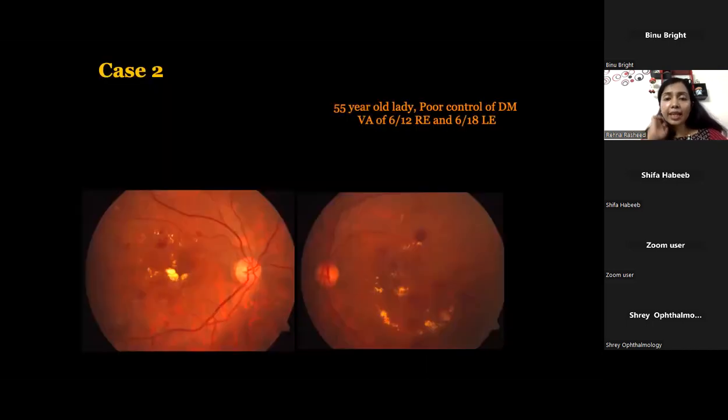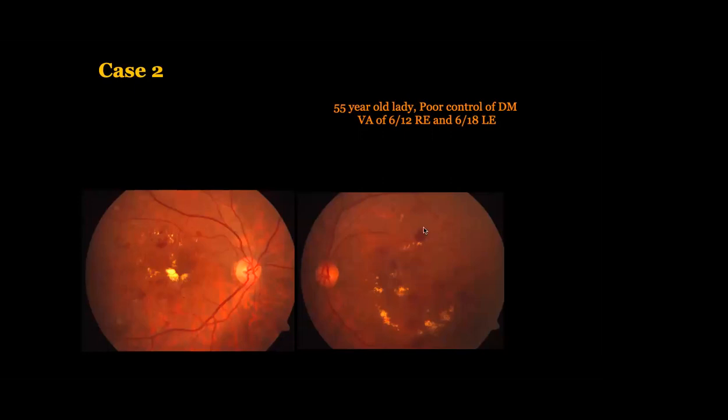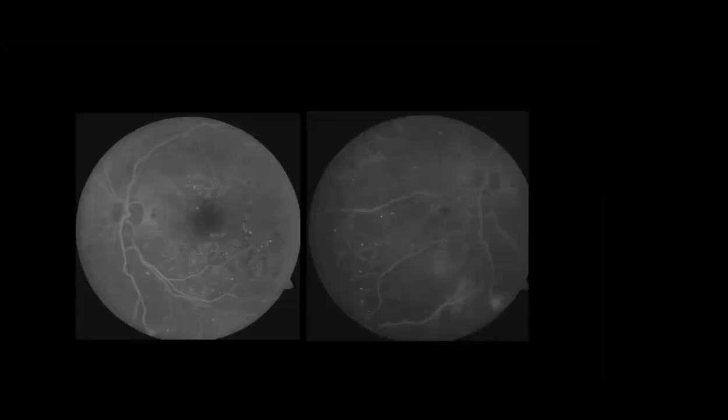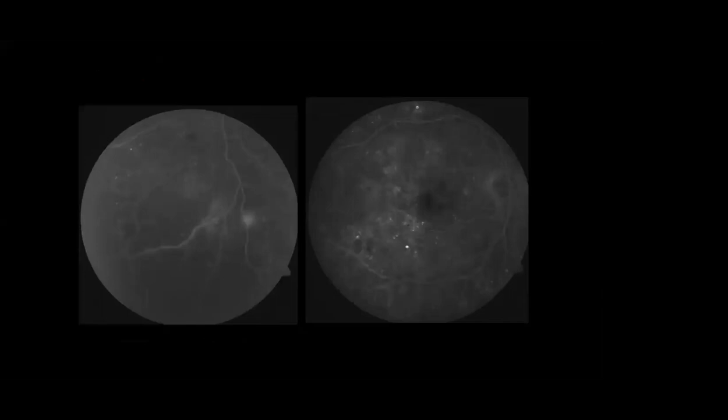Now, the second case, again a 55-year-old lady with poor control of DM, with visual acuity of 6/12 in the right eye and 6/18 in the left eye. You can see that it looks more like a severe non-proliferative diabetic retinopathy with macular edema, but I couldn't see any new vessels. Ideally, we should be seeing all the quadrants as well to clinically diagnose whether it is NPDR or PDR. So we did an FFA. In the FFA, you can see here there is a hyperfluorescent area which is due to new vessels. So again, if we were not able to diagnose a proliferative stage clinically, from the fundus fluorescein angiography we will be able to diagnose proliferative diabetic retinopathy.